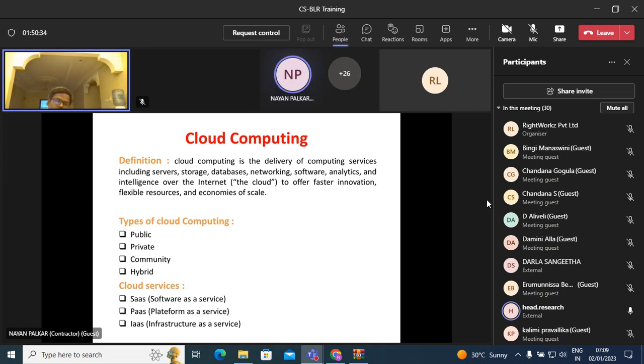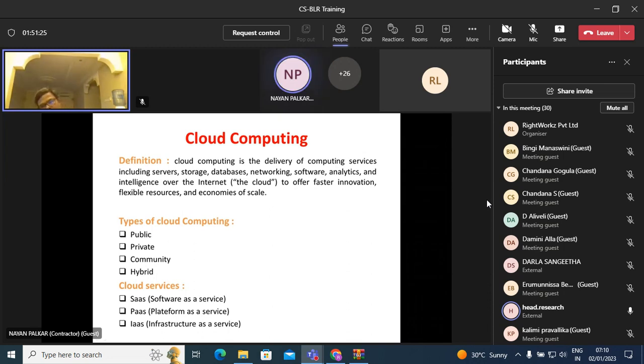Cloud computing contains four types: public, private, community, and hybrid. The public cloud is the cloud which is open to the public. Next, the private cloud is made for particular organizations or a particular person. Then the community cloud is the one where a number of organizations come together and form a community, and only they are able to access the data from this type of cloud. Then the hybrid cloud is the one where the above three clouds are combined and made into a cloud for data access.